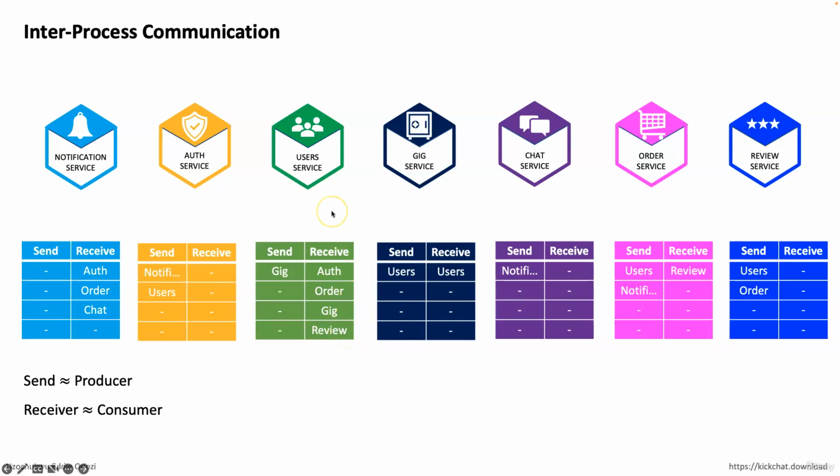So our user service, unlike the notification service that only consumed messages and did not send, and the auth service that only sent and did not consume, will consume messages from auth, order, gig, and review, and it will also send to the gig service. Okay, so let's create our connection.